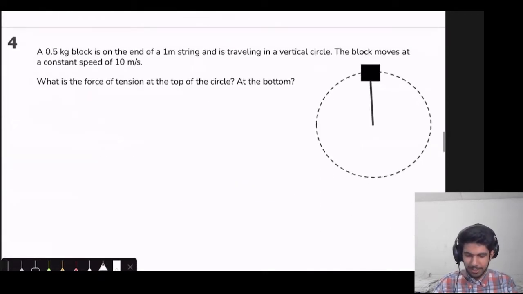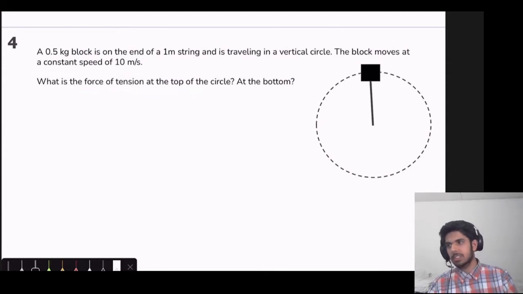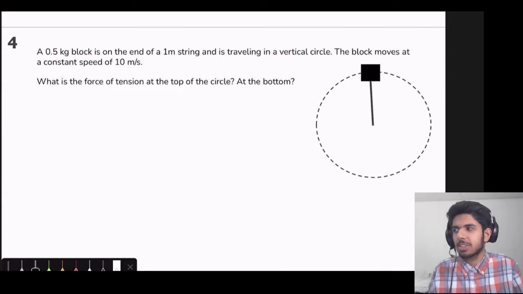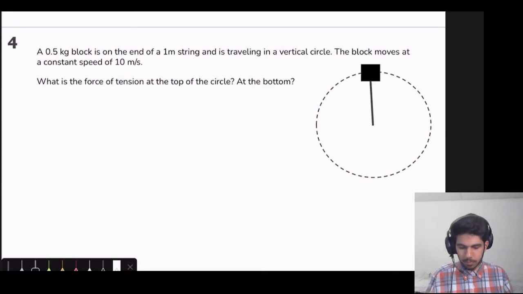Question 4 now. So now we have a block on a string traveling in a vertical circle. Hopefully we remember my demonstration of a vertical circle from just a couple moments ago. And the block moves at a constant speed of 10 meters per second. And now we're curious, what is the force of tension at the top of the circle and then at the bottom of the circle? So let's just handle these one at a time. We'll do the top of the circle first.